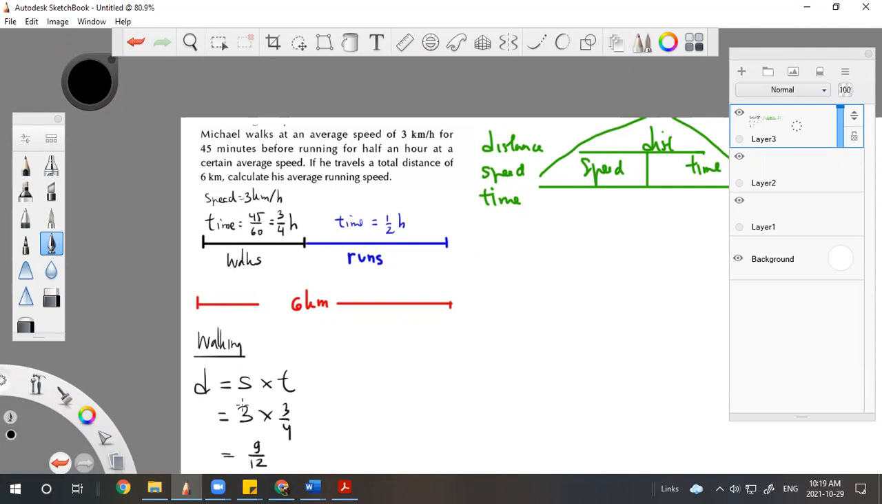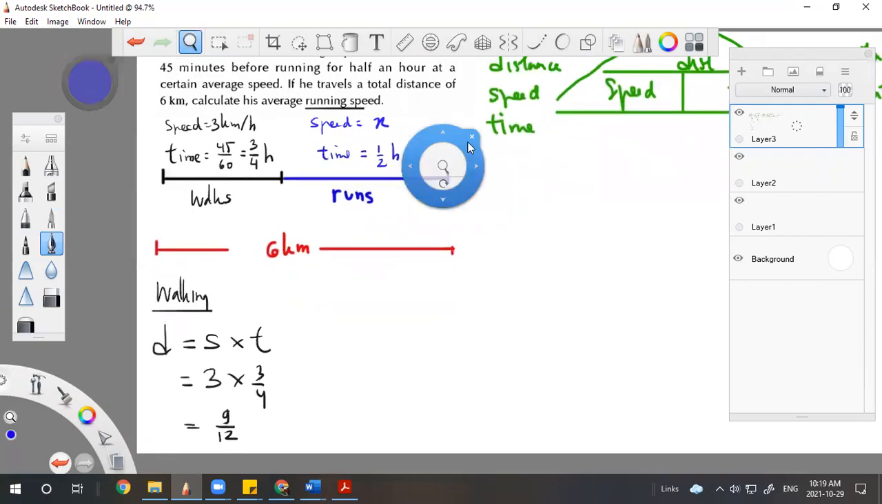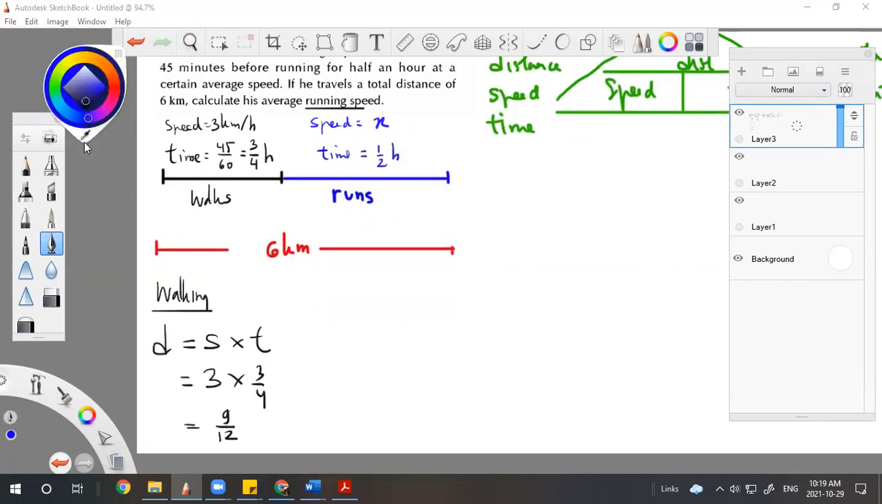9 over 12, right? And what is the speed, average running speed? Kita nggak tahu, kita taruh aja X. Boleh dong. Average running speed. We don't know. So we try to find, we use the X in order to solve this easily. So after you get the walking distance 9 over 12, or we can simplify 3 over 4. Salah, 9 over 4. Wait. Salah gue. 9 over 4.